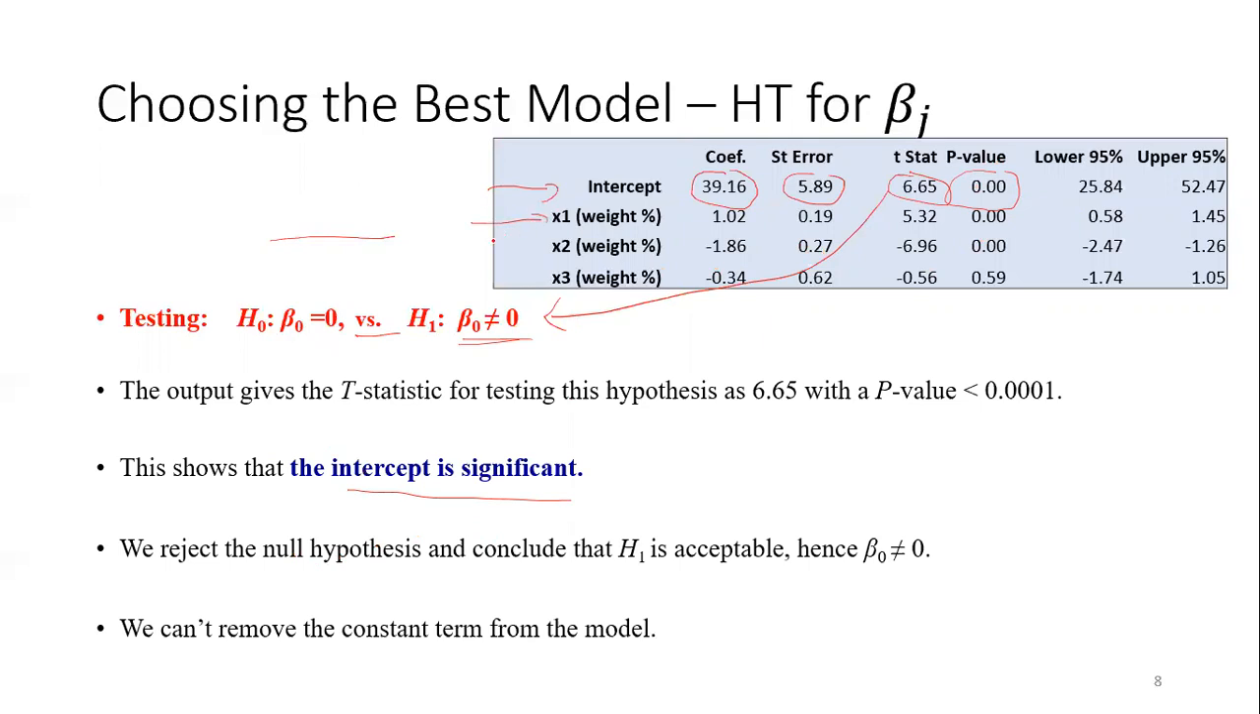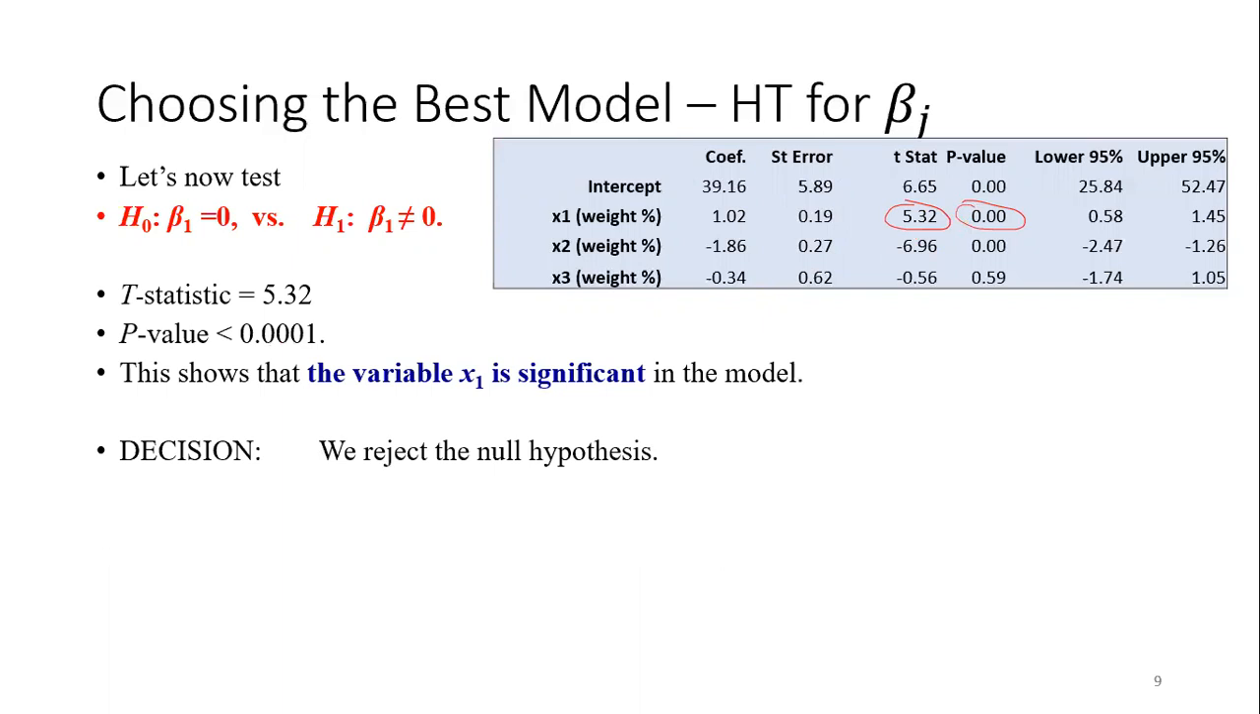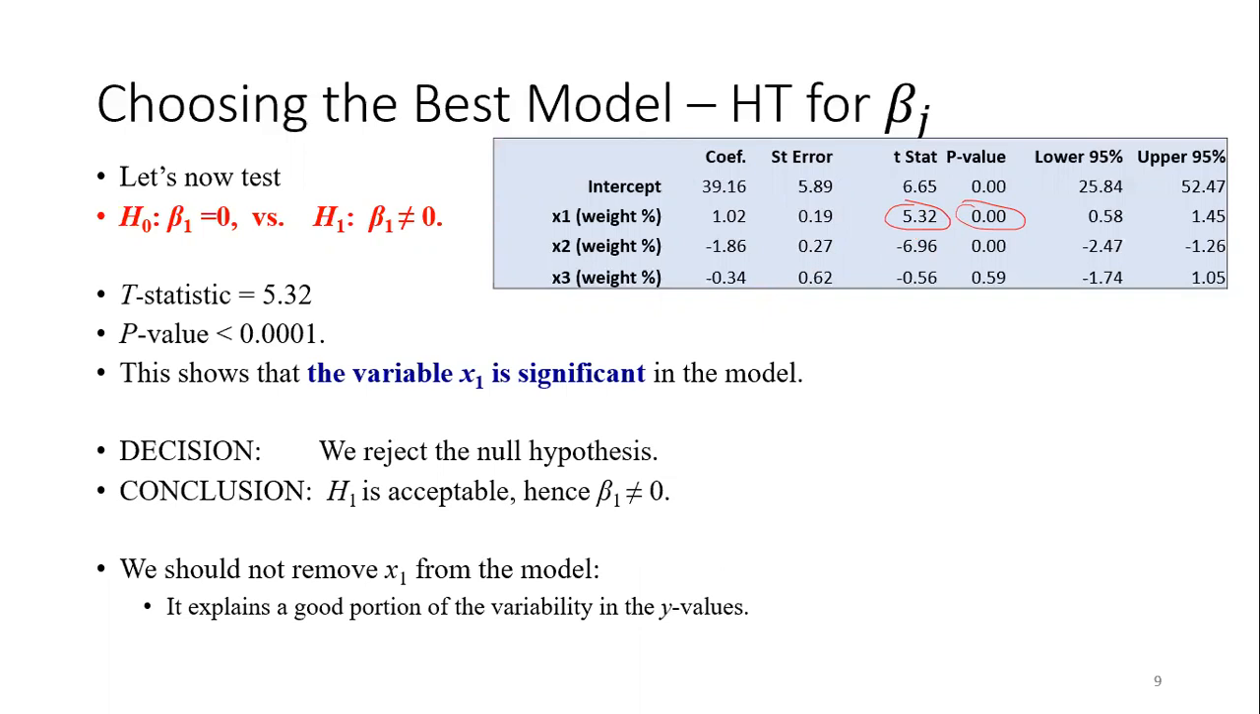Similarly, we will look at the tests for beta 1, beta 2, and beta 3. The next test is whether beta 1 is equal to 0 or not. This is the T observed value and its associated p-value, which is 0. So again, variable x1 is significant, hence we reject the null hypothesis and say that beta 1 is not equal to 0. You can use it in the model, since it explains a good portion of the variability in the y values.